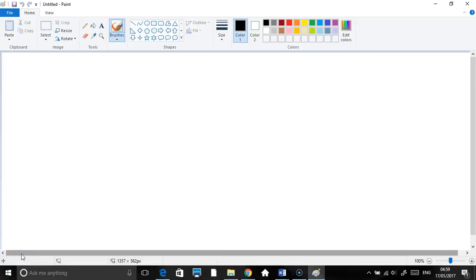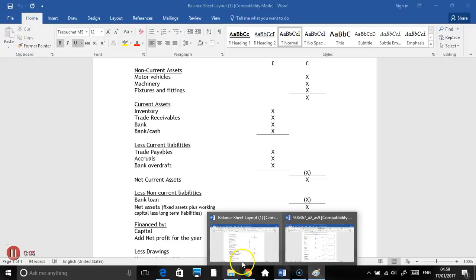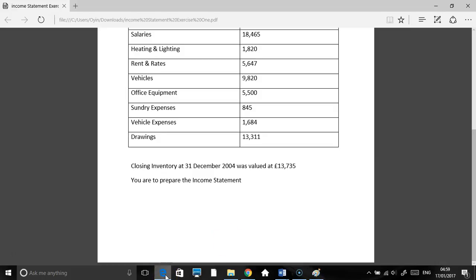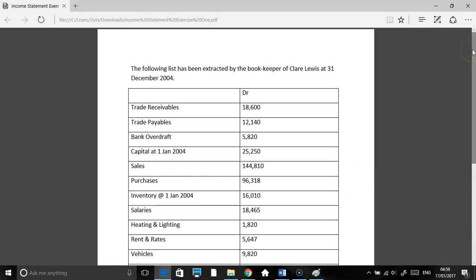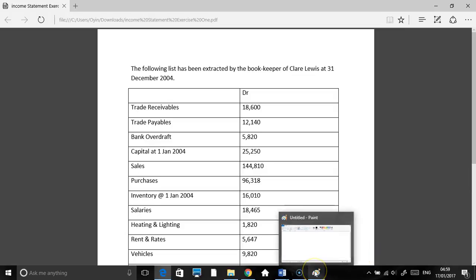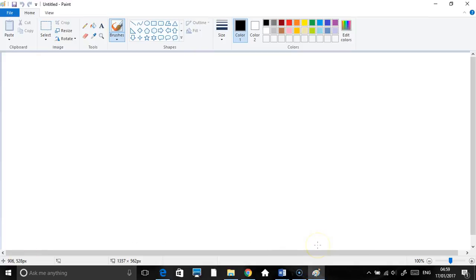Okay, so now let's go back to that first example we were looking at, the first one we started off with, and let's try and prepare the balance sheet using the ideas that we've talked about so far. So now you're happy with the layout, and let's get that layout right. It's always very important. So what you should always do generally is do your layout even before you start.